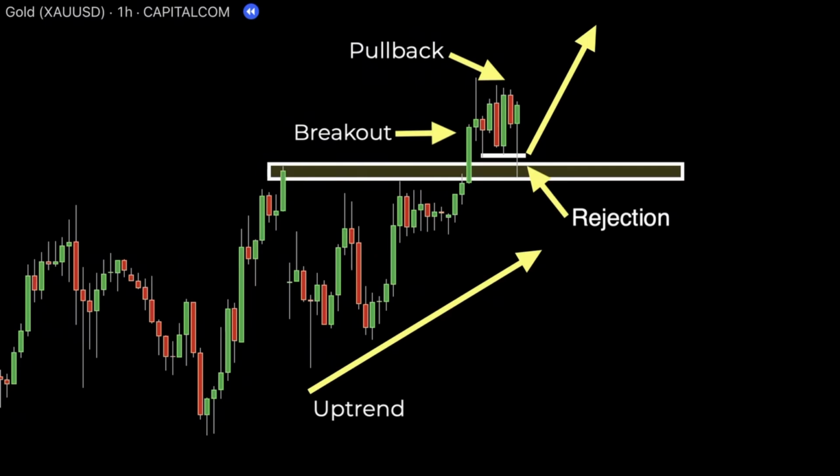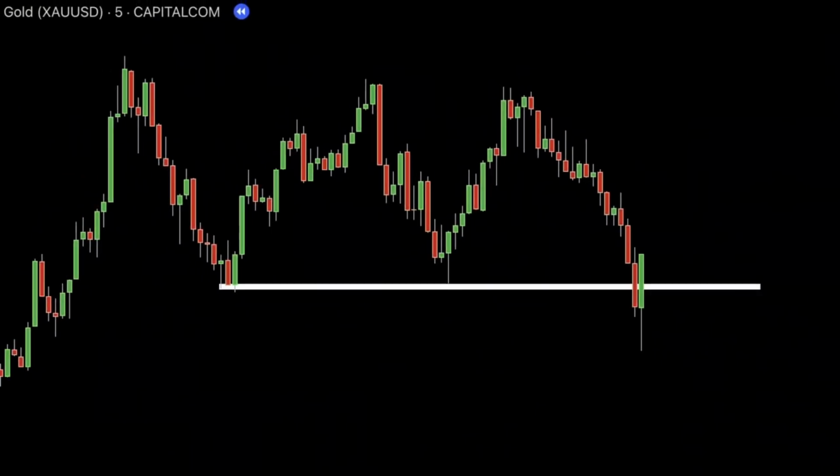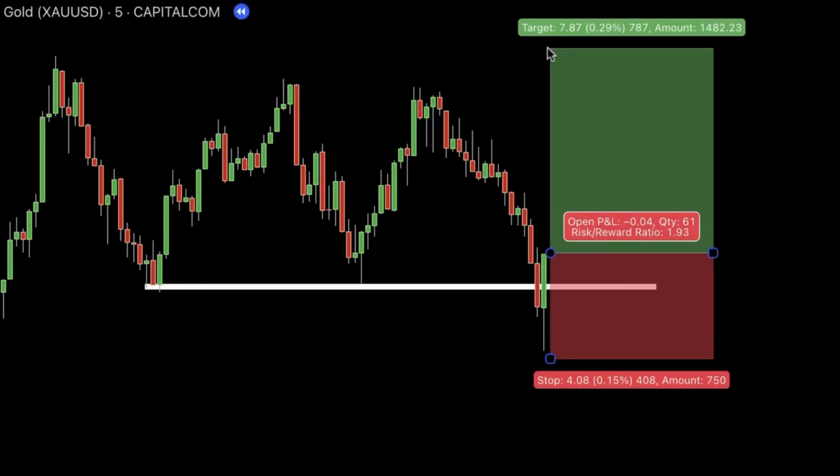Now, let's return to the 5-minute chart. Here's how you trade it. Place your buy entry at the close of the candle that created the false breakout at the support level. Set your stop loss just below the support level. Target the next resistance level, ensuring at least a 2-to-1 reward to risk ratio.